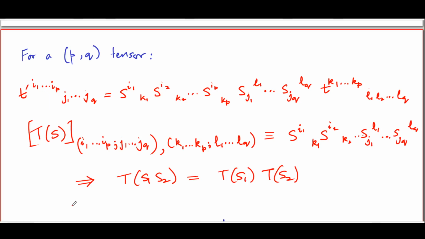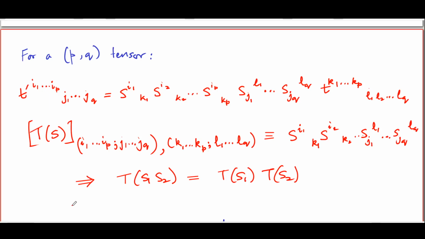For a P, Q tensor, the transformation rule has P coefficients which come from the coordinate transformation and Q other coefficients which come from covector transformation coefficients. And basically the matrix capital T for a given transformation S essentially is the direct product of P such vector transformation matrices and Q covector transformation matrices. And once again, just by using the standard property of the direct product, it can be easily shown that T of S1, S2 here will be T(S1) times T(S2) as well.